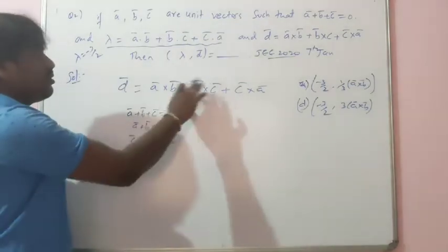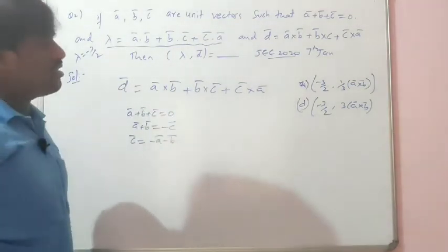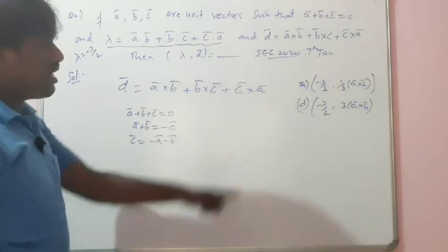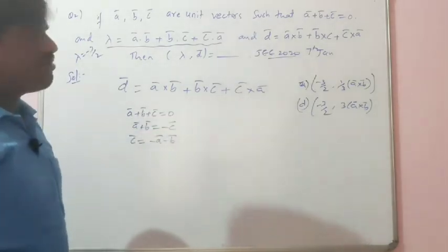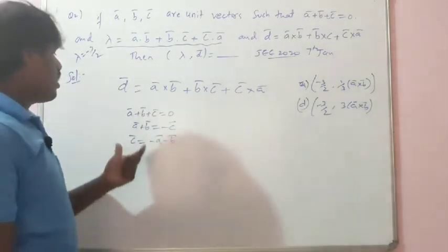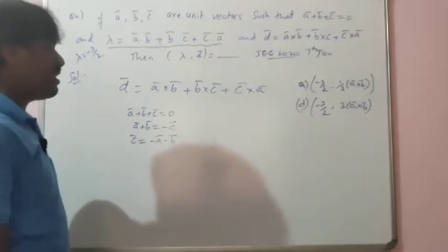That is what I have to use here. So that will make sense, and this will be solved easily. I'll write the options also later at the end of this problem. So you got the idea that c vector can be written as minus a vector minus b vector.